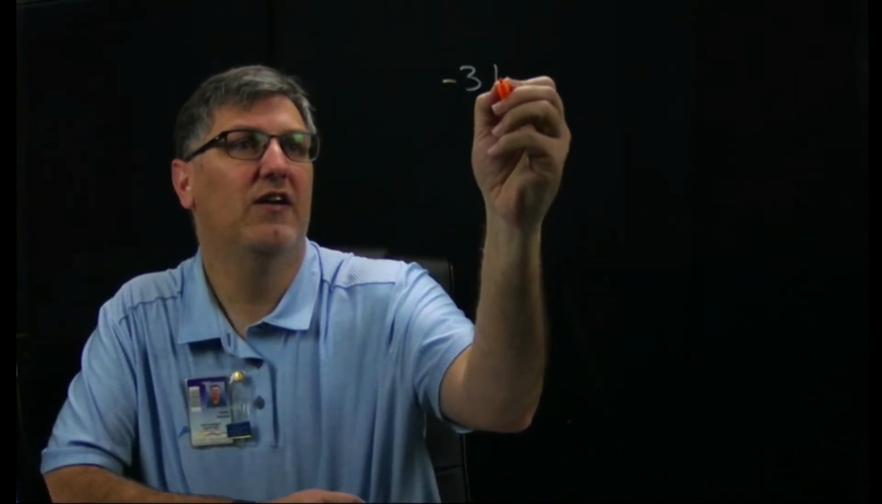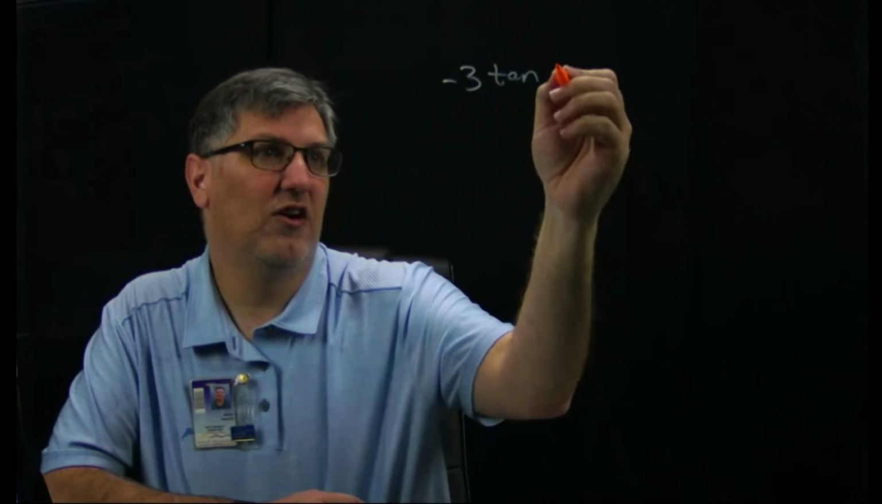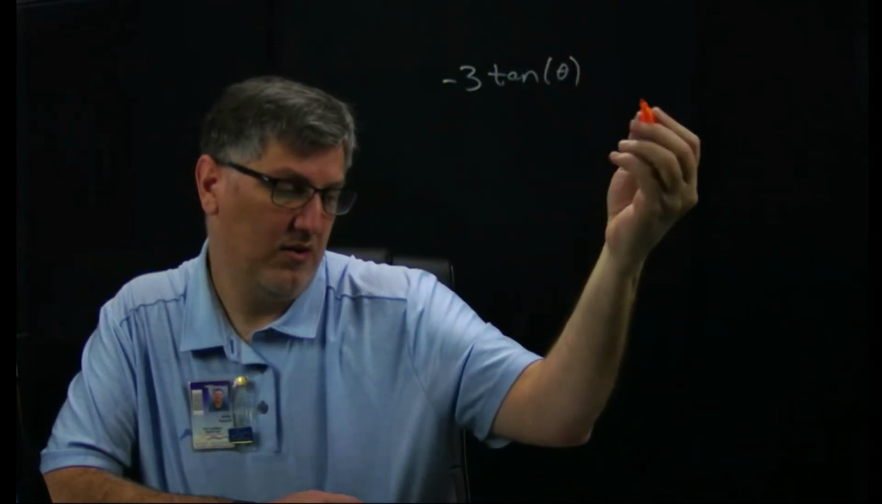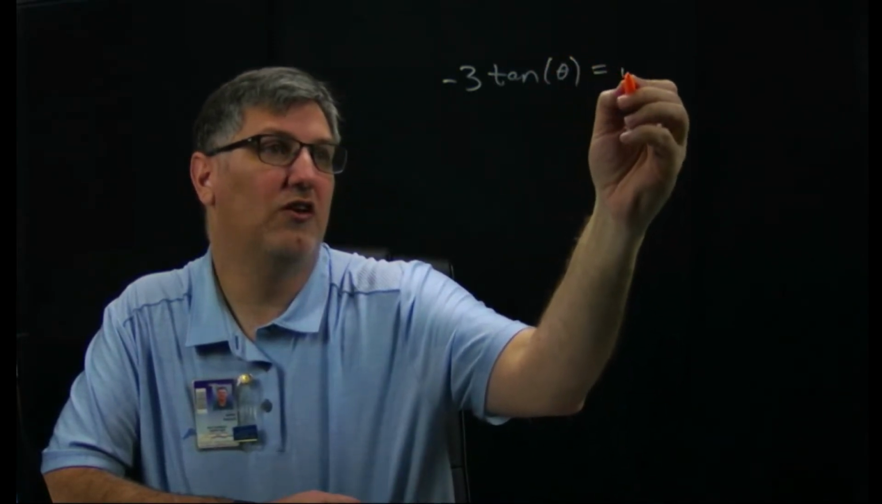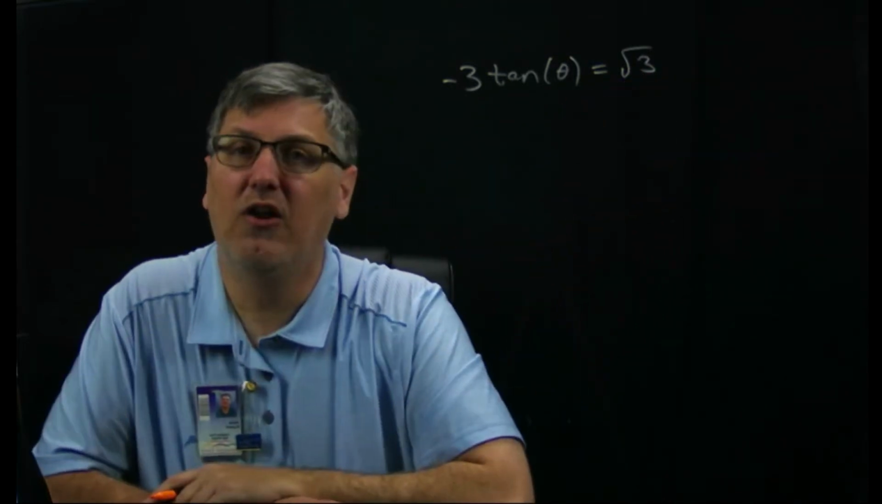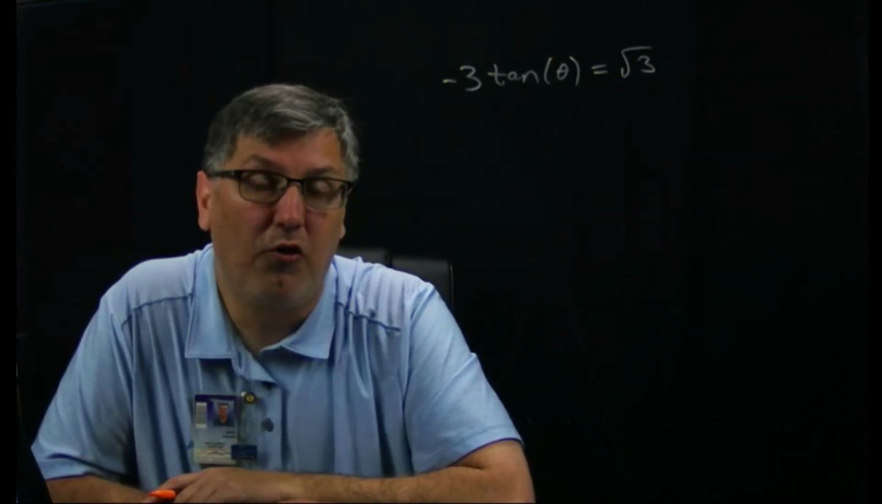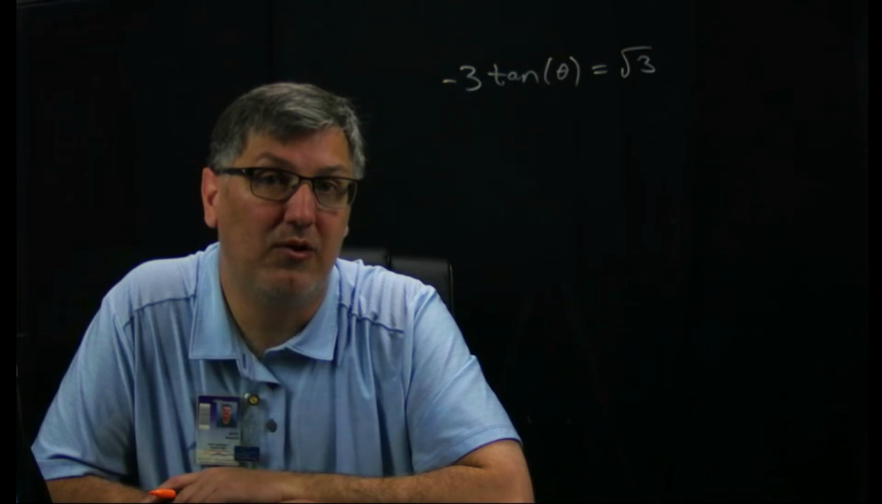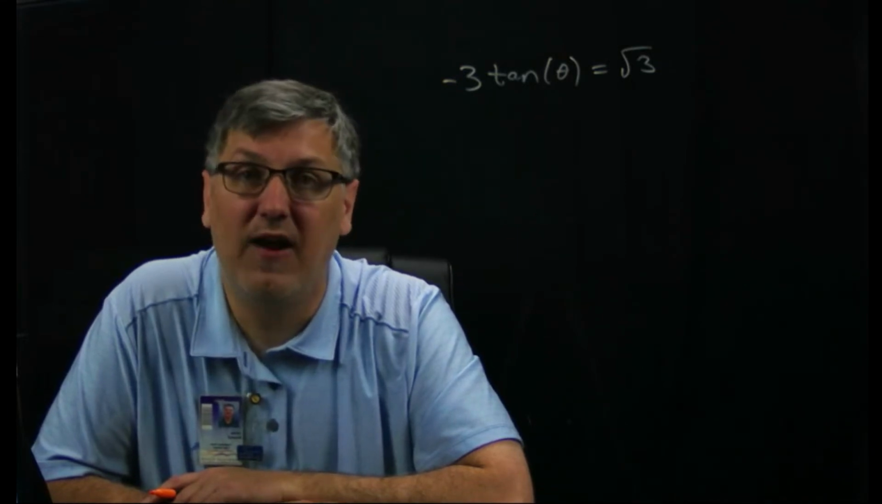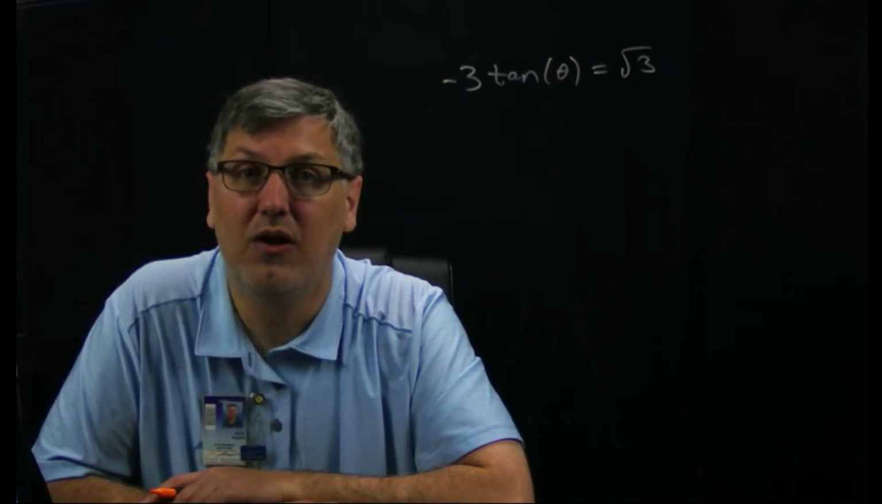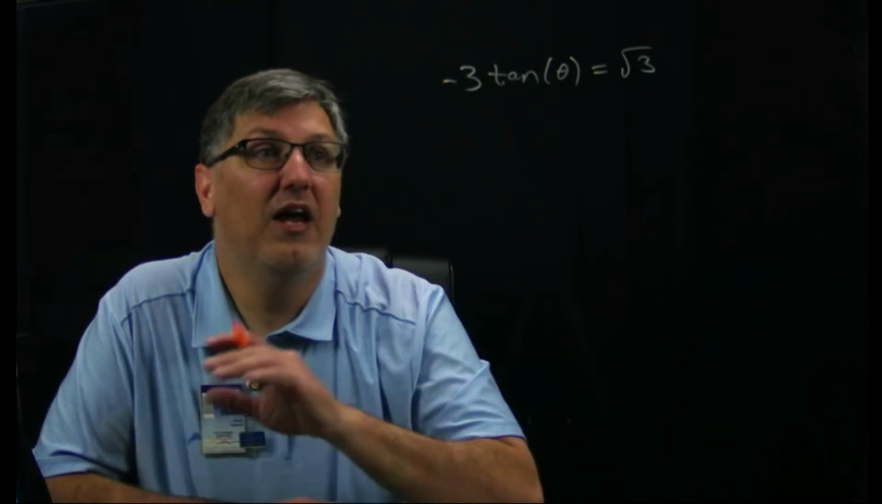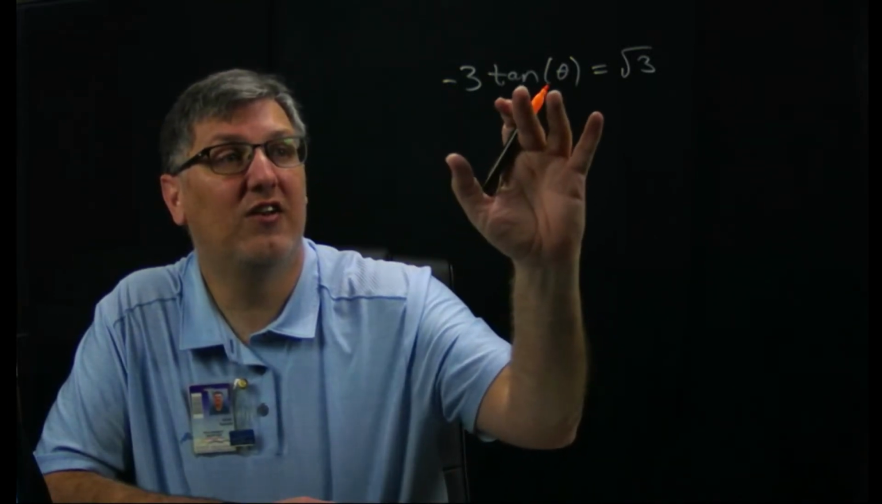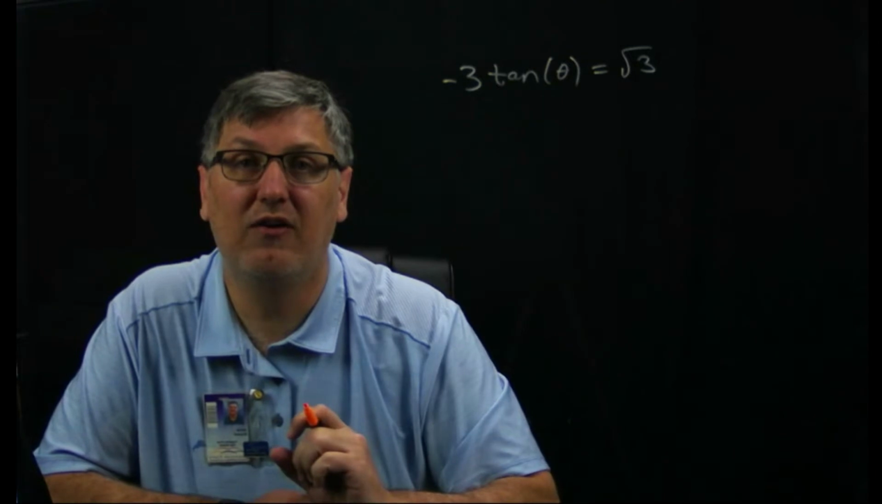So I can give you an equation of -3 tangent of theta equals the square root of 3. And I want to know, what does theta equal? Well, because we know from coterminal angles, there's an infinite amount of angles that could make this statement true. The first thing I want to do is isolate tangent of theta. I need to isolate my trig function.